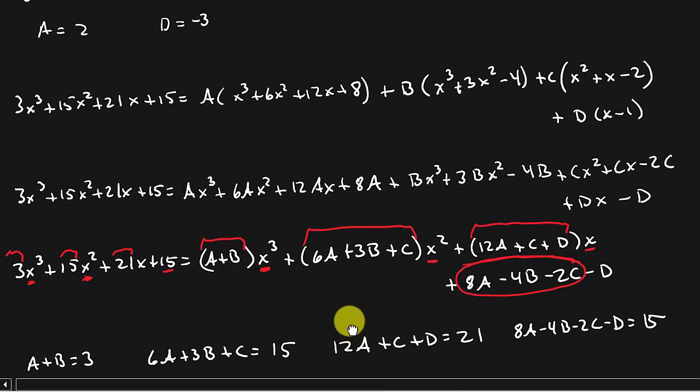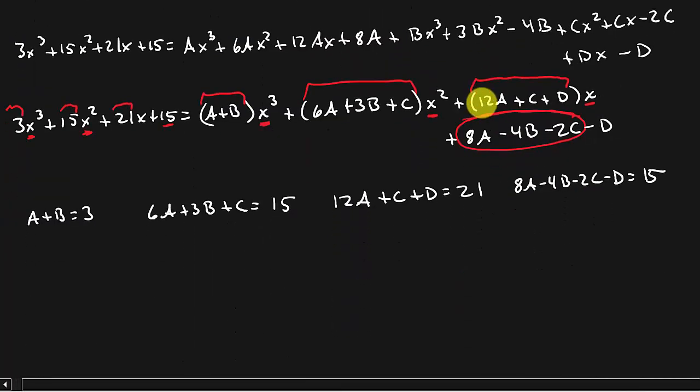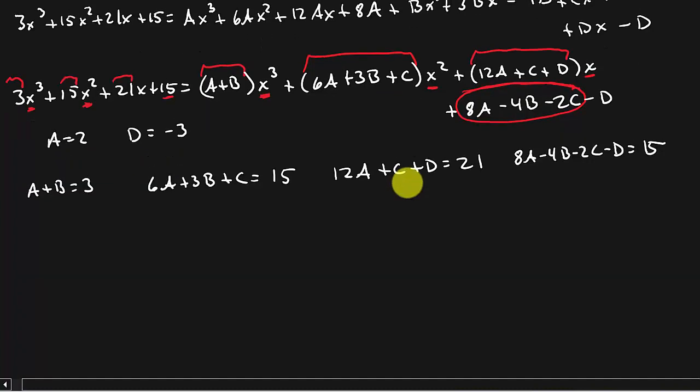All right, so now look at this. A is 2, D is negative 3. And so, look, I've got 2 plus B equals 3, so B equals 1. And look, I've got A and B, so I can plug in 6 times 2 plus 3 times 1 plus C equals 15. So that is going to give me, let's see, that's 12 and 3 is 15. 15 minus 15, C is equal to 0.